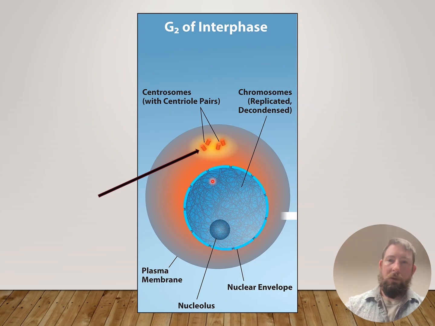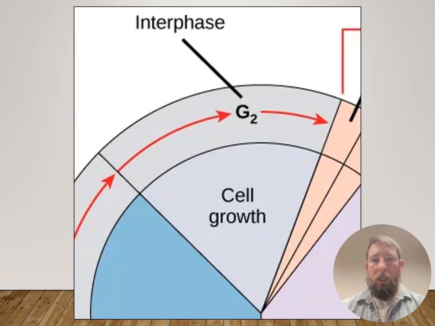And then note also that during the G2 part of interphase, the chromosomes are still just dispersed genetic material. There aren't visible chromosomes that you could actually put under a microscope and see.